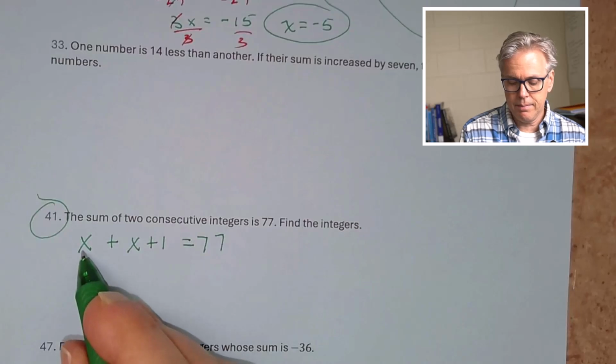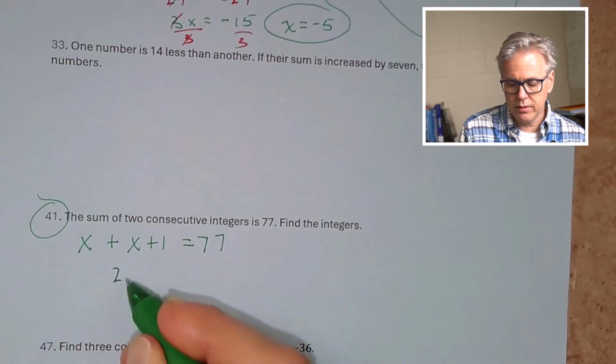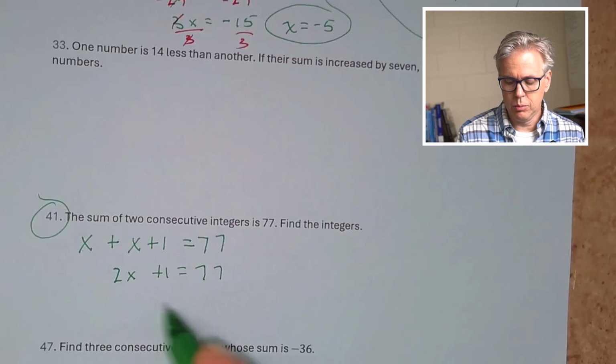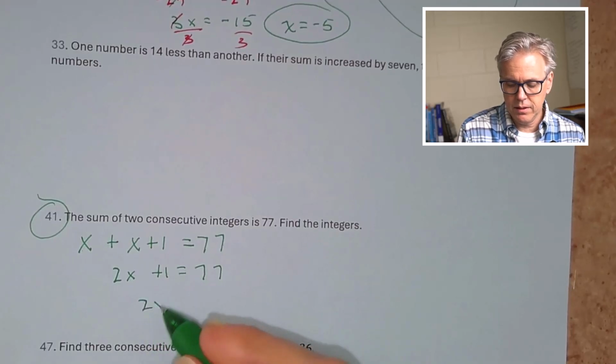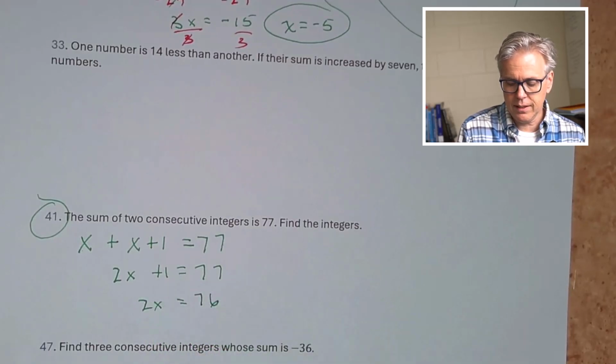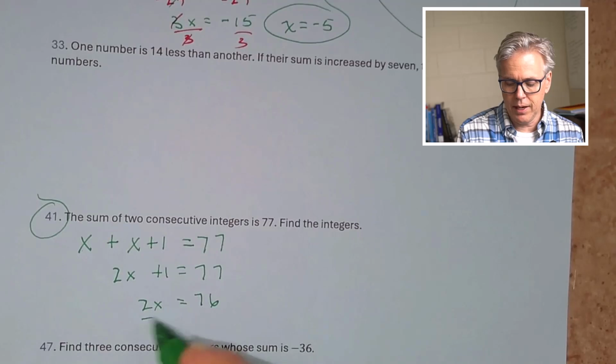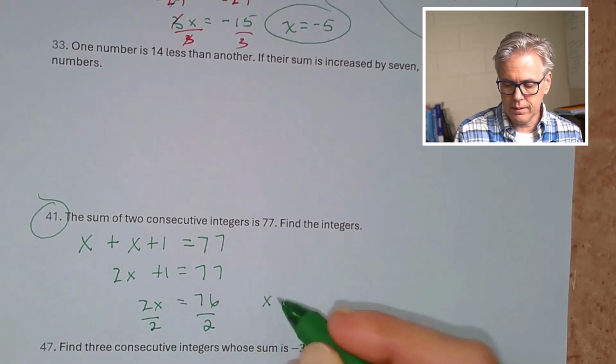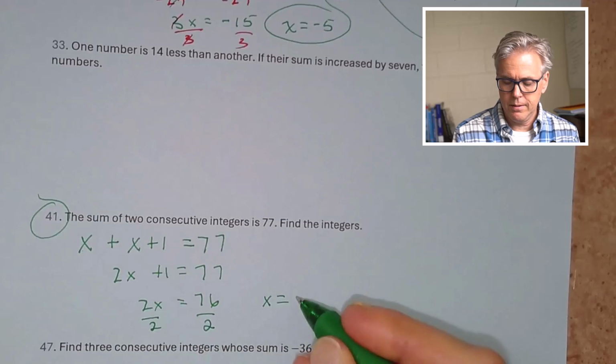And so then I do the math. 1x plus 1x is 2x. So 2x plus 1 is 77. We'll subtract 1 from both sides. 2x equals 76. And then divide both sides by 2. And I'll get x equals, what is that, 38?